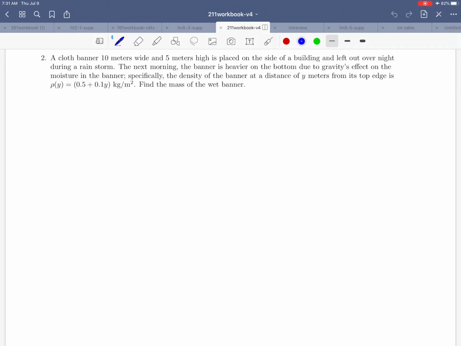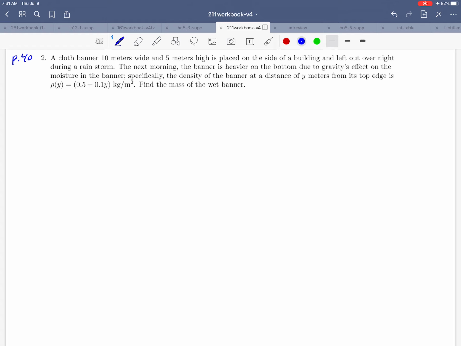Hi everybody, and welcome to exercise 2 on page 40 of the workbook. And let's read this question together. So, a cloth banner 10 meters wide and 5 meters high is placed on the side of a building and left out overnight during a rainstorm.